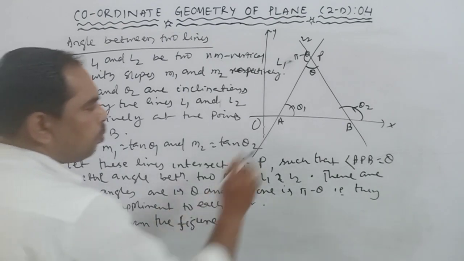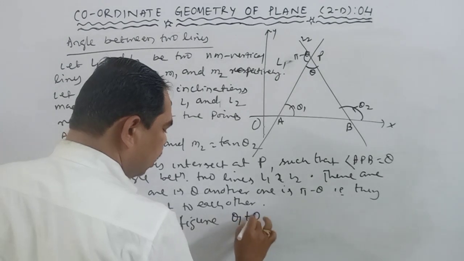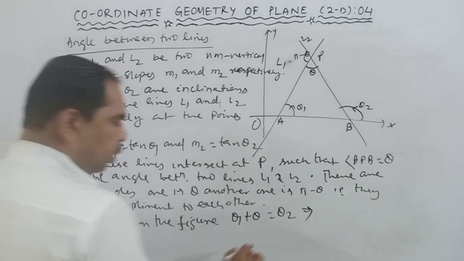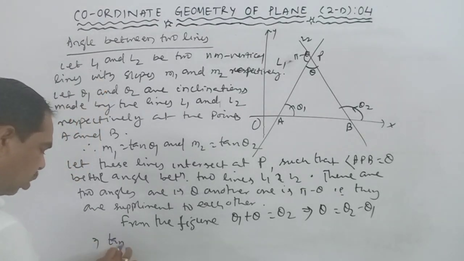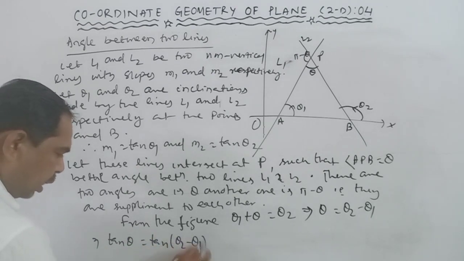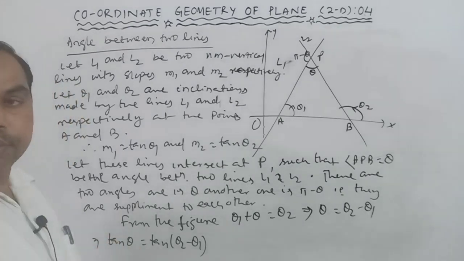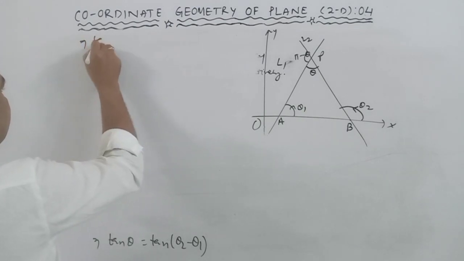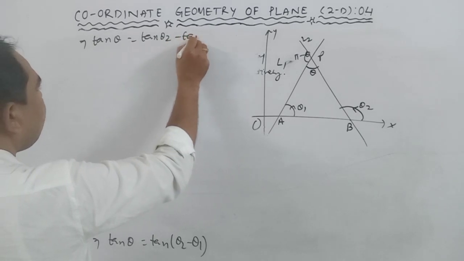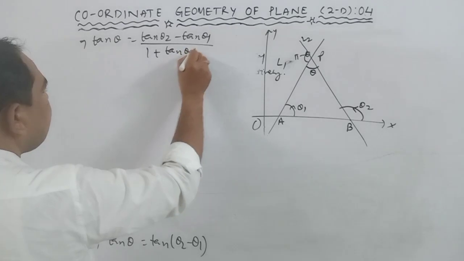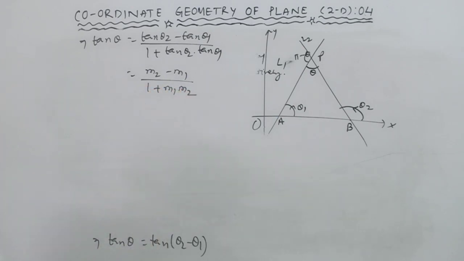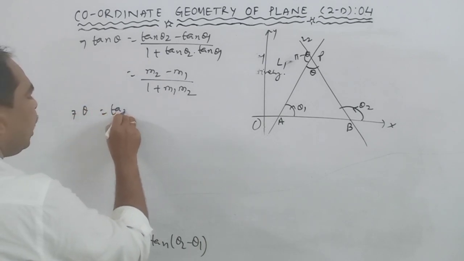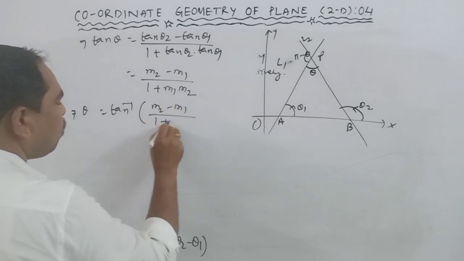From the figure, theta 1 plus theta is equal to theta 2. So theta is equal to theta 2 minus theta 1. Taking tan on both sides, tan theta is equal to tan of theta 2 minus theta 1. So tan theta is equal to tan theta 2 minus tan theta 1 divided by 1 plus tan theta 2 into tan theta 1, which is m2 minus m1 by 1 plus m1 m2. So theta is equal to tan inverse of m2 minus m1 by 1 plus m1 m2.